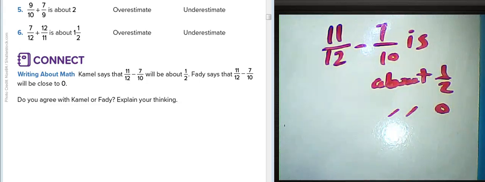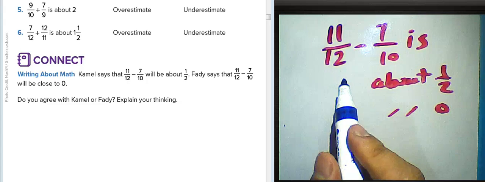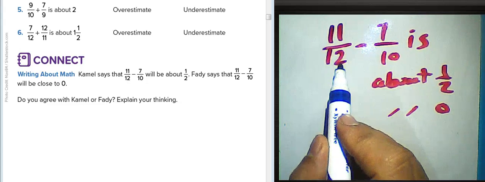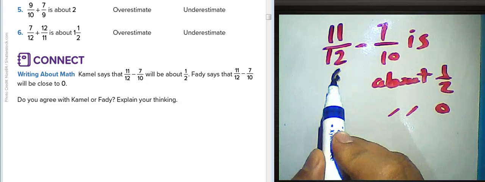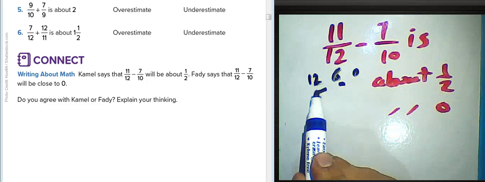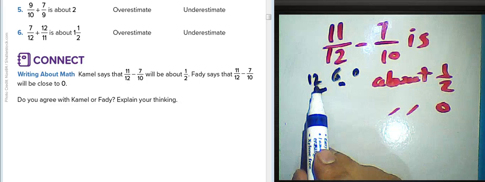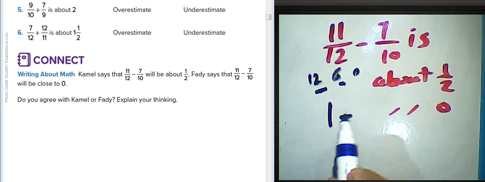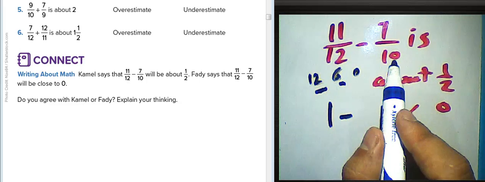I will solve it here. Look with me. We first write half of 12 equals 6, and write 12 here and 0. Ask yourself, is 11 nearest to 6 or 12? Nearest to 12, then 12 divided by 12 equals 1. And what about 7 over 10?